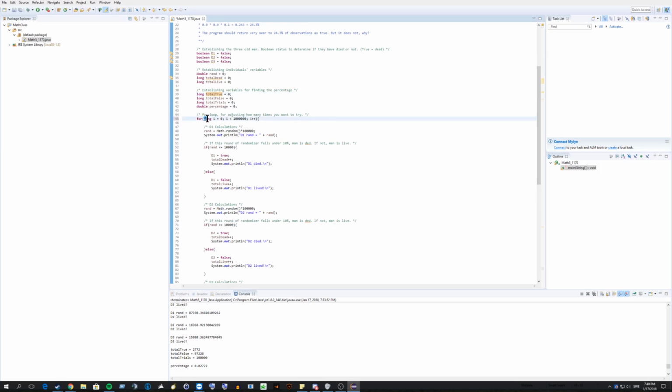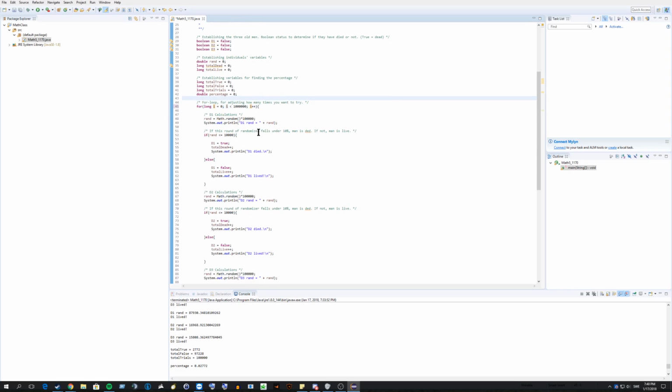So this is a for loop, which means it'll just do it a whole bunch of times. So establishing it as 0, once it hits 1,000,000, it will stop, and each time it finishes, it will try it again and increase that number until it gets to 1 million.